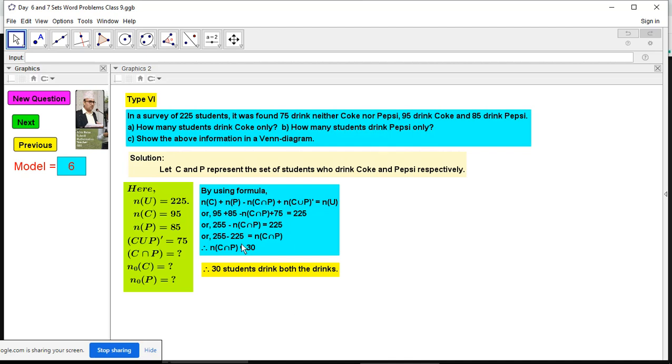Now, dear student, before finding A and B, can you write the answer in the chat box? Please. I find the intersection is 30. Now, can you find what is only C and what is only P? Let me check your solution first. You can mention in the chat box, dear students. You can write only C, I mean the solution of A, and only P. Can you write? Only C equals what?